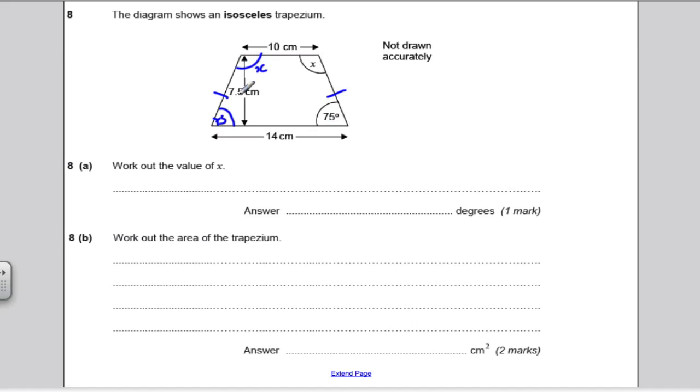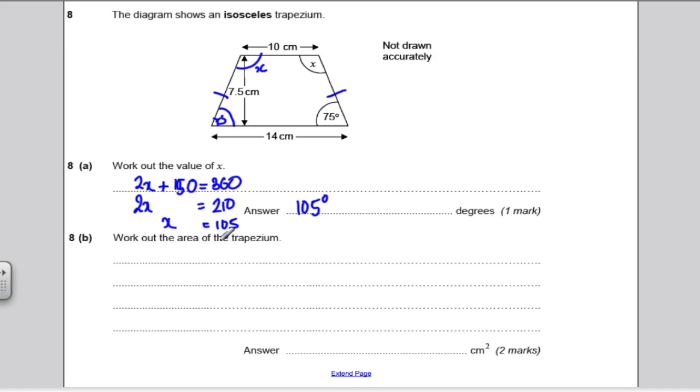You know that angles in a quadrilateral add to 360, so we've got two x's plus two lots of 75, which is 150, must add up to 360. Take away 150 from both sides, 2x must equal 210. Divide both sides by 2, x must be 105. So the answer for this is 105 degrees.